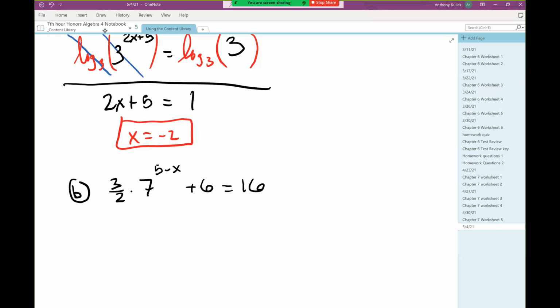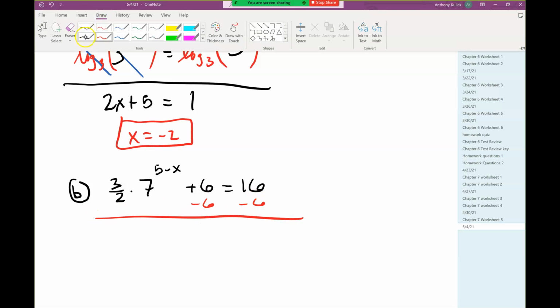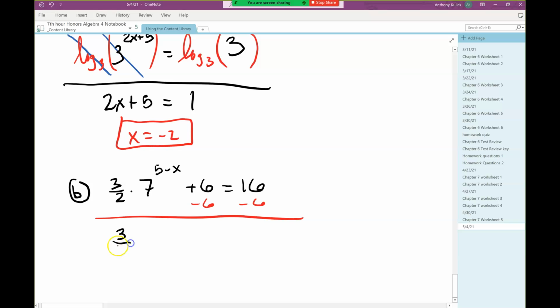Okay, first thing I would want to do is... And the next thing I would do is? Divide 10 by 3 over 2. Okay. Instead of thinking about it as division, I'm going to think about it as multiplying by the reciprocal, but it's the same thing.